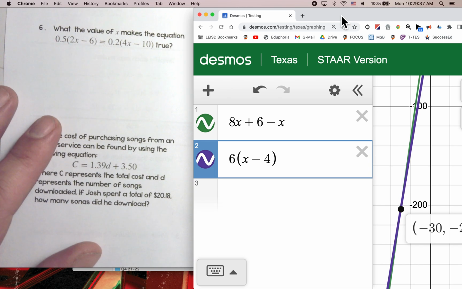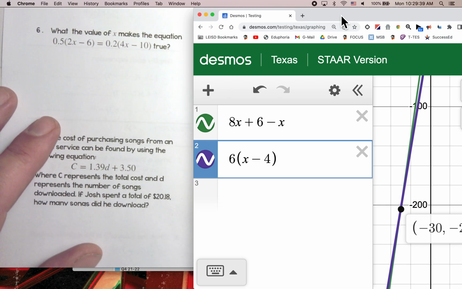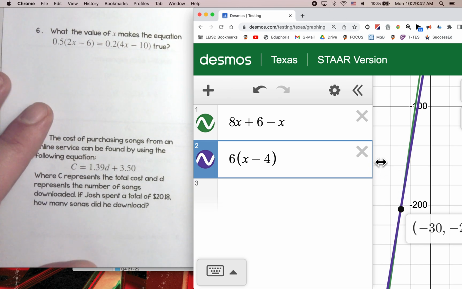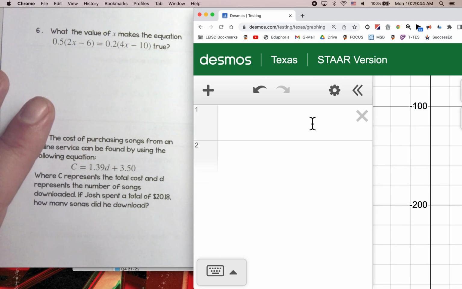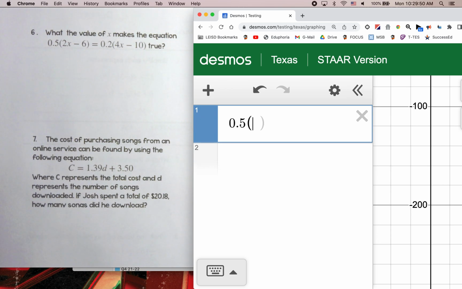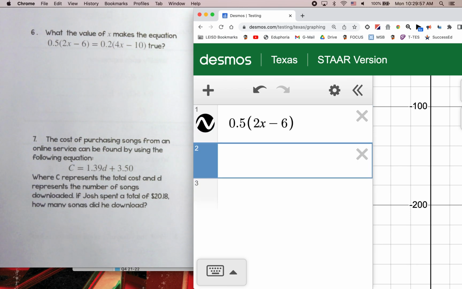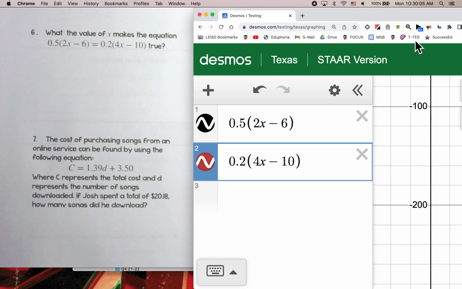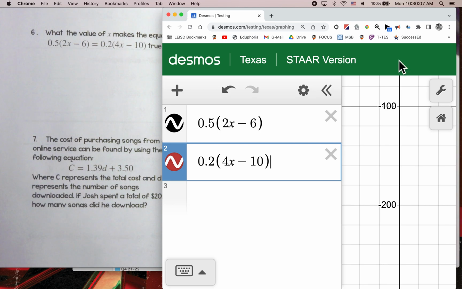All right. It says, what value of x makes the equation true? Okay. So before I even start, I'm just going to try to graph this, okay? So I see 0.5 parentheses 2x minus 6 close parentheses. I see the equal sign. That tells me to hit enter. 0.2 parentheses 4x minus 10. Yeah, you got to type it in accurately, okay?